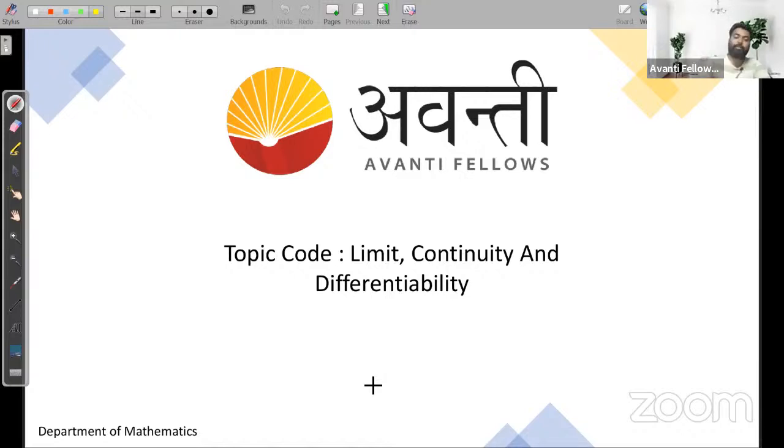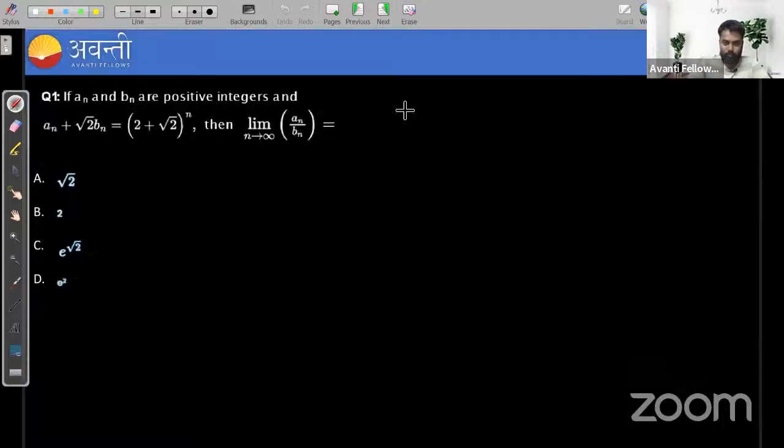So let's start with our first question. Actually, the importance of this topic is high. If you consider this topic in the perspective of JEE Advanced, it covers limit, continuity, and differentiability, three chapters coming under this unit. I would like to say you will get at least 2 to 3 questions from this portion in JEE Advanced.